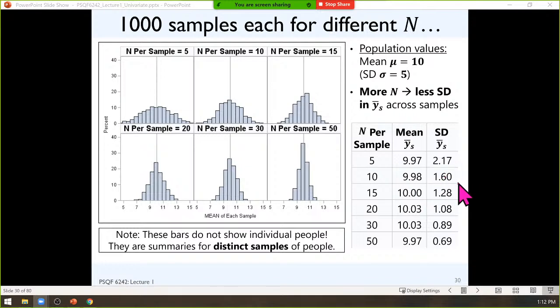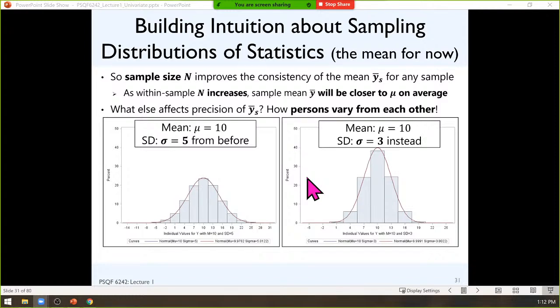So if I go from 5 people to 10 people, now any one sample's mean is only going to be off by 1.6. And at 15, it's 1.3, and so on. So the more people in a given sample, the better each sample's mean is with respect to capturing the population mean. It's going to be off on average to a lesser extent, more consistency, less wiggle. But that's not the only thing that matters. The other thing that matters is just how much variability the people have around the mean in the first place.